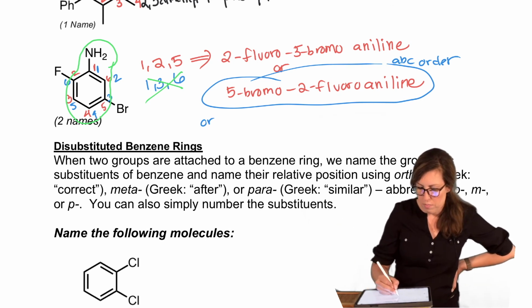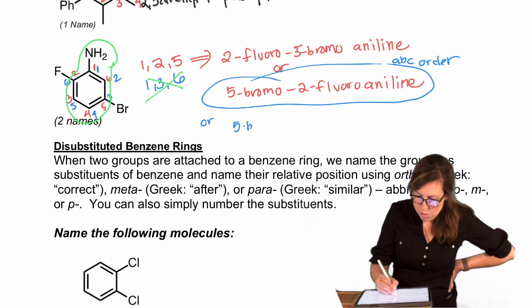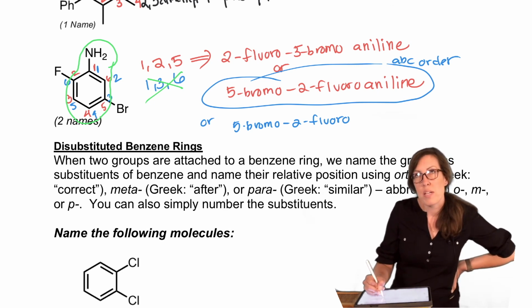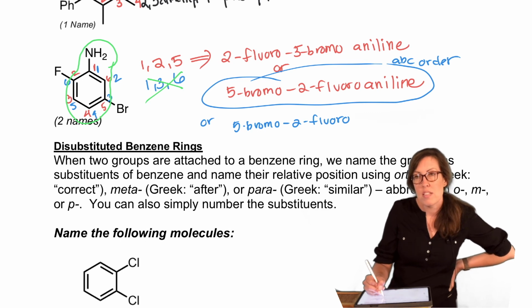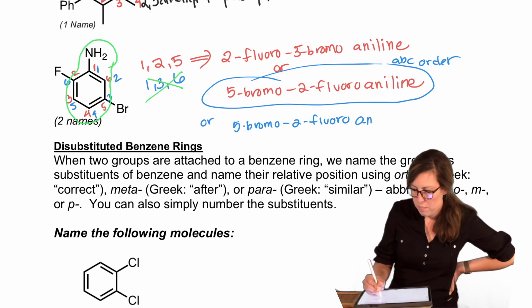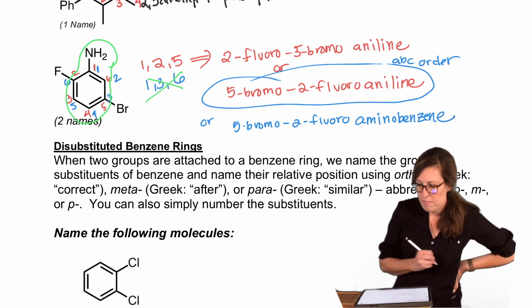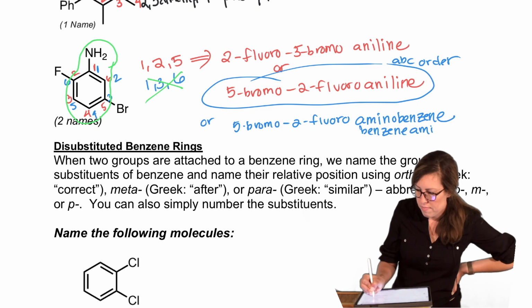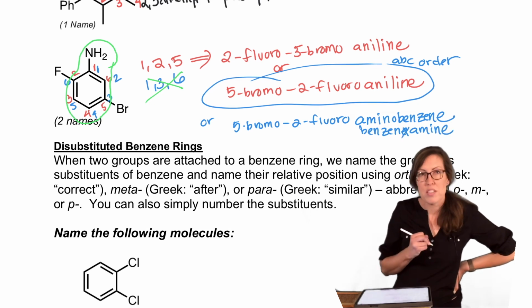So we'd say 5-bromo, 2-fluoro. Instead of saying aniline, we'd say amino benzene, which would mean that we left benzene as the parent, or benzene amine, right? Those are sometimes interchangeable. But since we're using benzene as a parent, I'll say amino benzene. But we might also see benzene amine. And the E's dropped because look at those two vowels together.